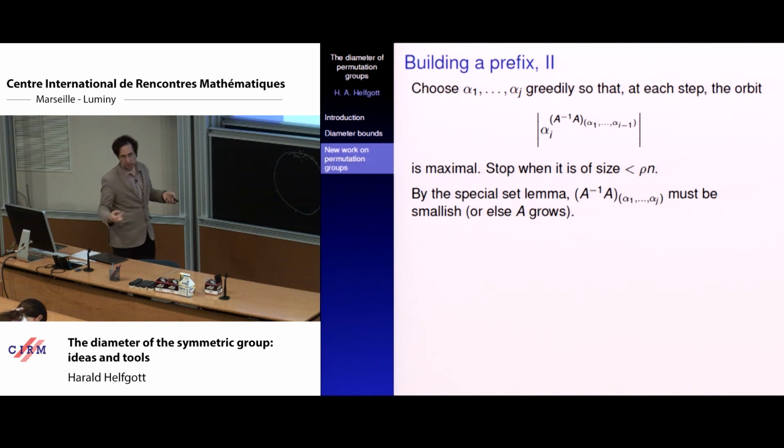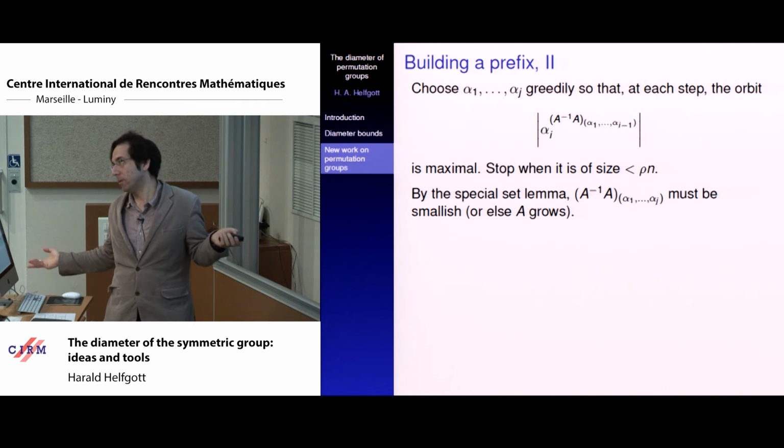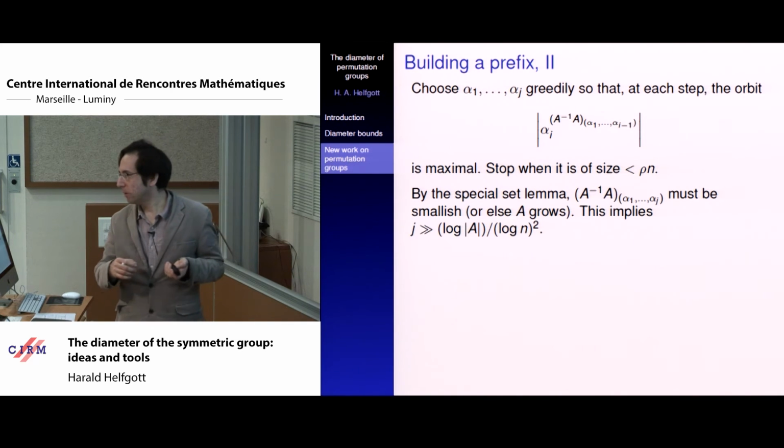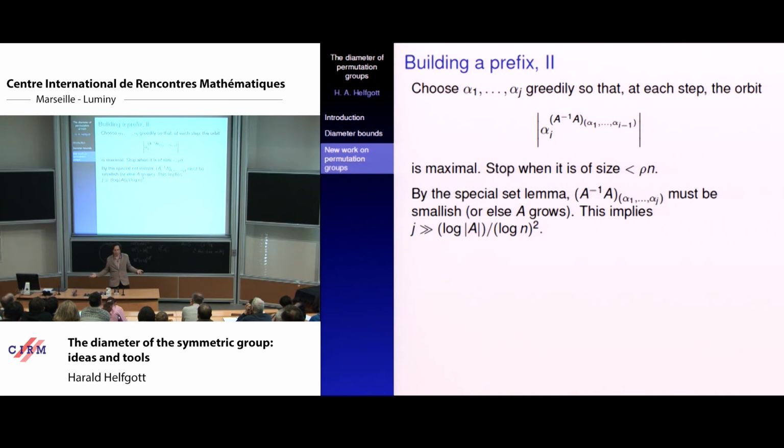So by this special set lemma that we were talking about when we were studying blobs, this set has to be smallish because it has no long orbits, or either that or it grows. And the only way that a set like that can be smallish, this can be proven, this sounds wrong, but it can be proven trivially by pigeonhole. The only way that a pointwise stabilizer, even with respect to, say, k points, of a set of the form A inverse times A can be small is if k is large.